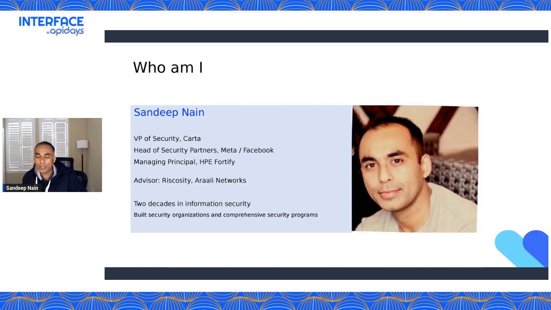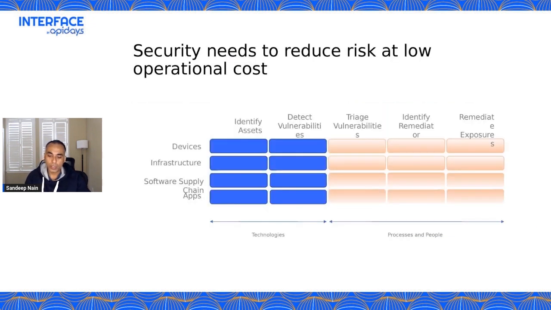And when we started building those application security programs, the first thing that I was taught was security needs to reduce risk at low operational cost. So when you're building a security program, security organization, application security program, the focus is that you need to reduce risk, bring it to a manageable level, but the operational cost should be low. And we used to talk about how it needs to be a balance of people and process and technology. Technology is used to find the assets and detecting the vulnerabilities.